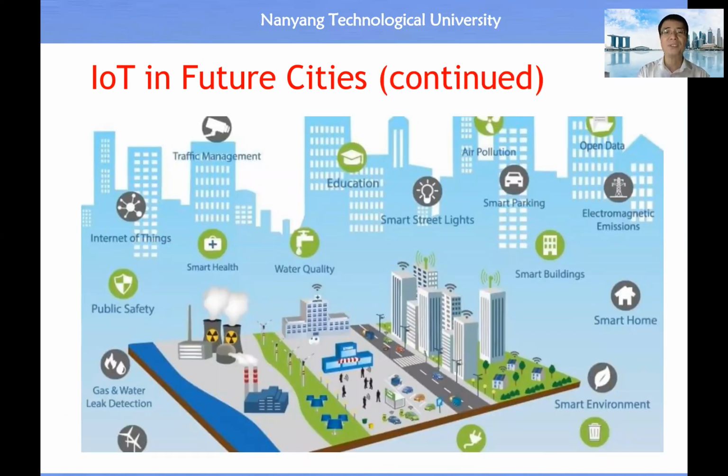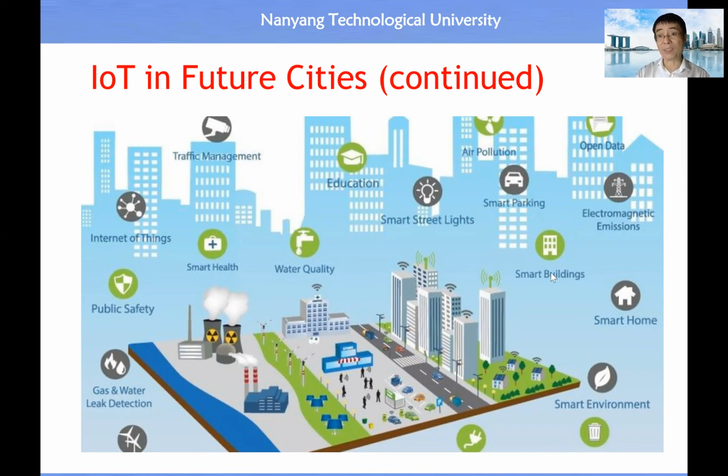Okay, this slide also shows you the needs of the future city. For example, we may have education needs, and for street lighting control, we need to have a sensor. Smart parking, again, we need a sensor. To monitor the air pollution, we need to have a sensor.